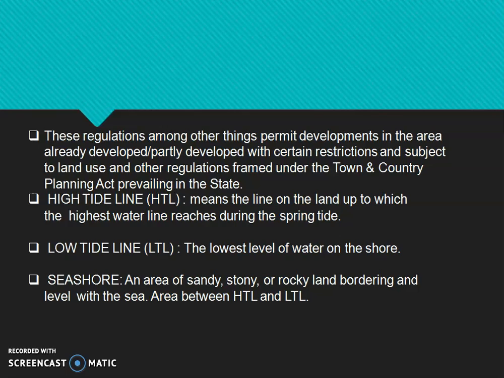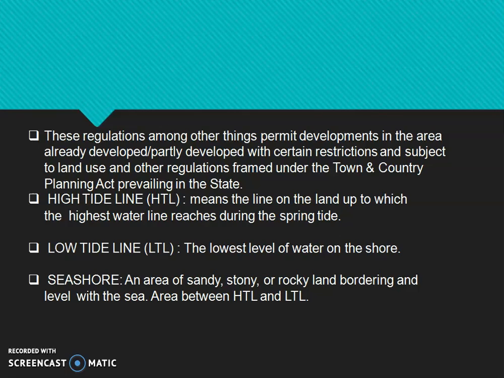These regulation zones, among other things, specify how much development is permitted in that area, or is already developed or partly developed in that area. Everything is given in that coastal regulation zone. Only after getting permission or approval from that CRZ, zone 1, 2, 3, 4 or 5, whatever it is, is development permitted to that extent.